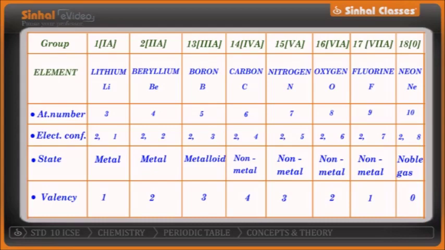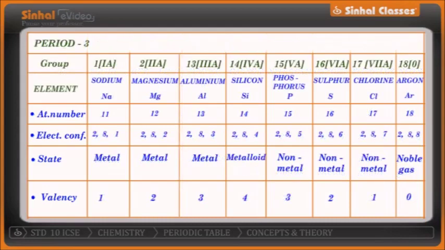Reason? The entire orbits of neon, the whole orbit, are completely filled. Now we come to the valency part of it. Lithium has 1 valency, whereas beryllium 2, similarly boron 3, carbon 4, nitrogen 3, oxygen 2, fluorine 1, and inert gases 0 valency. Now let's take period number 3.